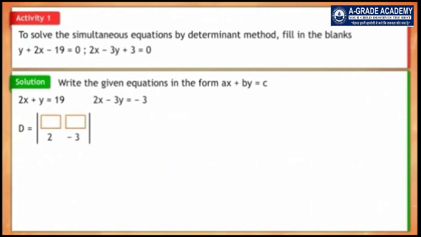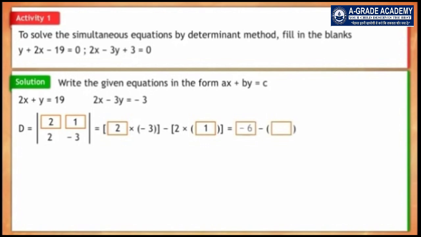Determinant d is equal to 2, 1, 2, minus 3, which is equal to square brackets open 2 into minus 3 in brackets, square brackets closed, minus square brackets open 2 into 1 in brackets, square brackets closed, which is equal to minus 6 minus 2 in brackets, which is equal to minus 8.